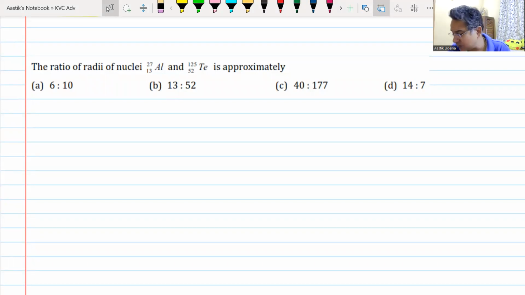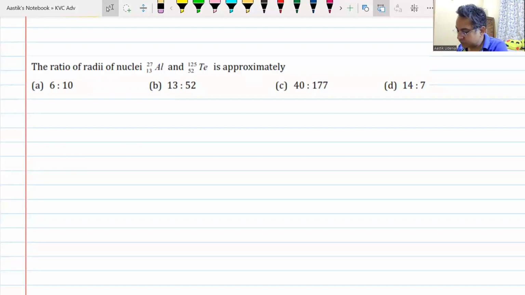Then you have to find out this one. Find the ratio of radii of the nuclei of aluminium 27, 13, and beryllium 125, 52. Sir, it is option A. It is option A. You must remember that the radius of a nucleus is equal to R naught into A raised to the power 1 by 3, where R naught is approximately 1.1 Fermi. Yes or no? Yes. That's it, my dear friends.